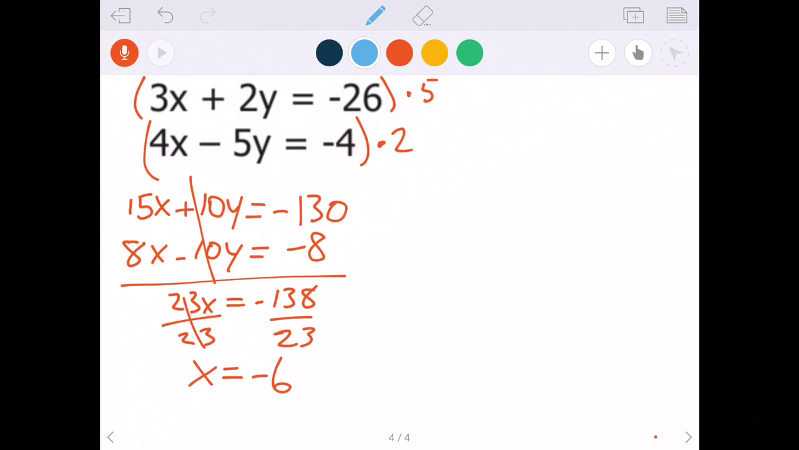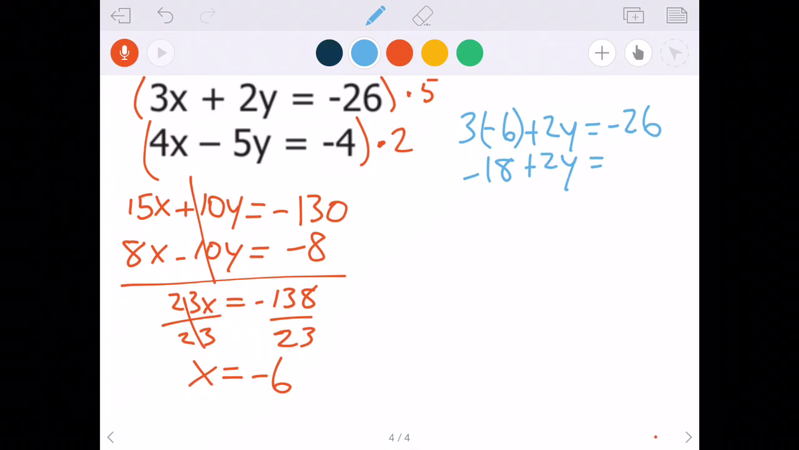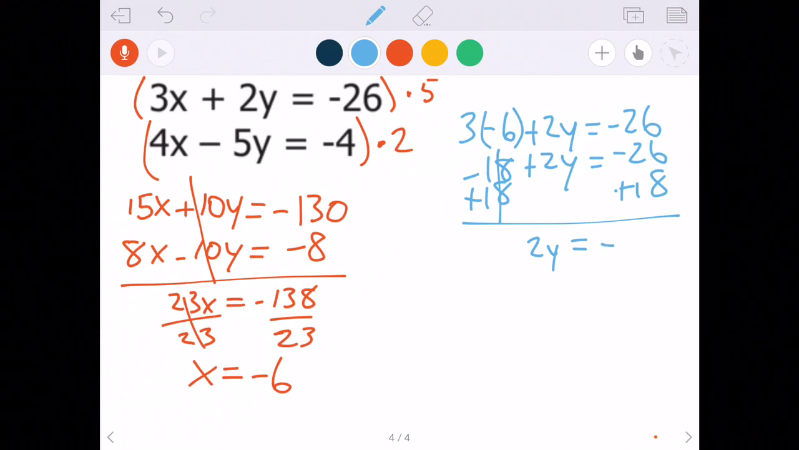Again, once we have one variable solved, we just need to plug it back into any of the equations we have. I'm going to go ahead and plug it back into the first original equation we had. And then I'm just going to go ahead and solve for the other variable. So we're going to get y equals negative 4.